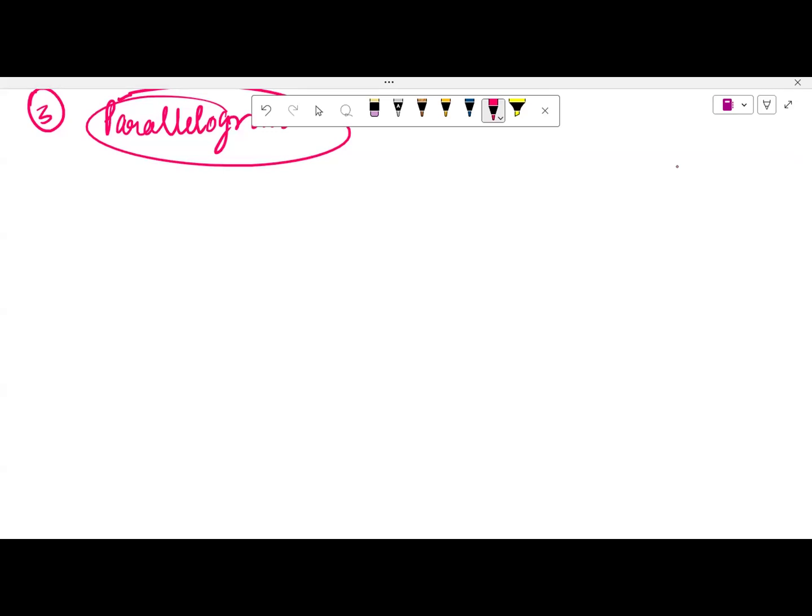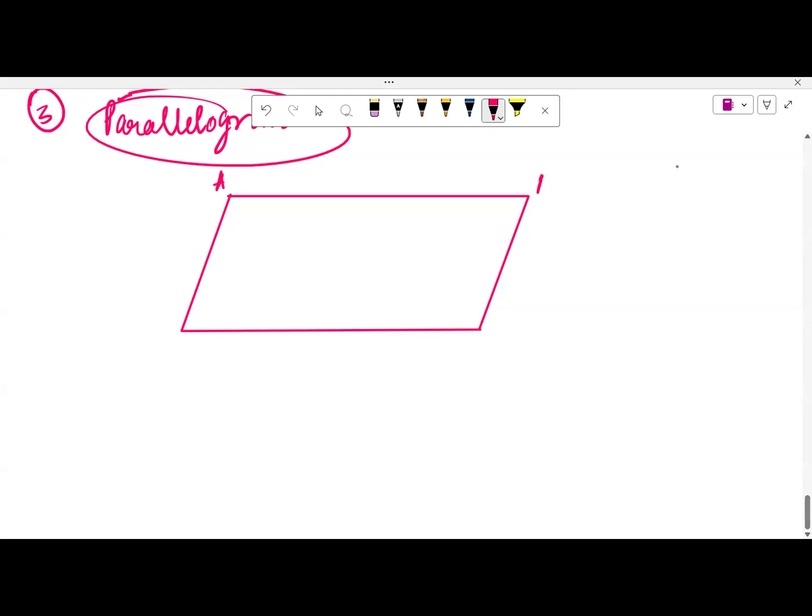The one identifying property of a parallelogram is that opposite sides are parallel to each other. It's not necessary that they are equal, just that they are parallel. Like you have A, B, C, and D. The identifying property is only that AB is parallel to CD and AD is parallel to BC. This line is parallel to this one, and the other line is parallel to the other. So this is the identifying feature of a parallelogram.